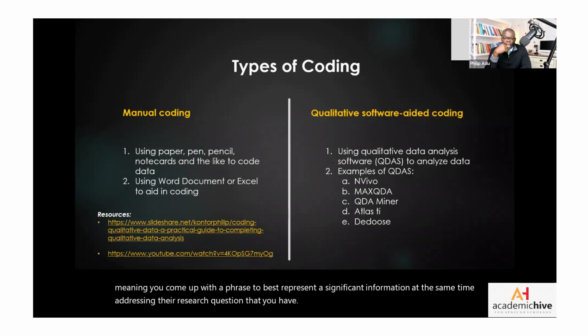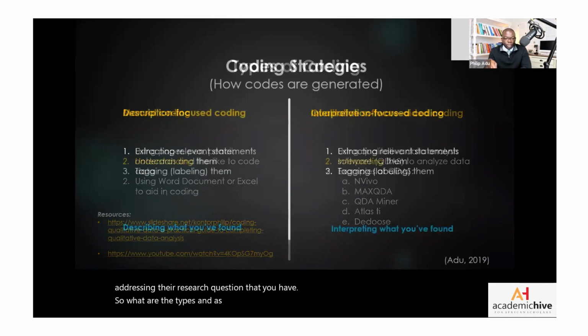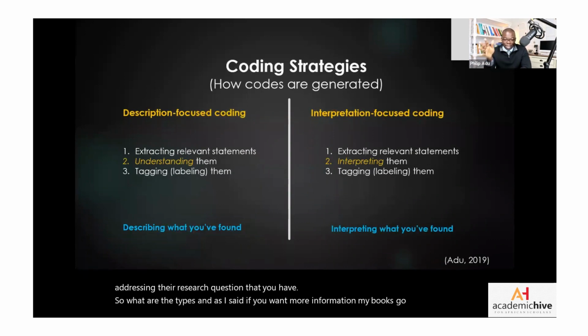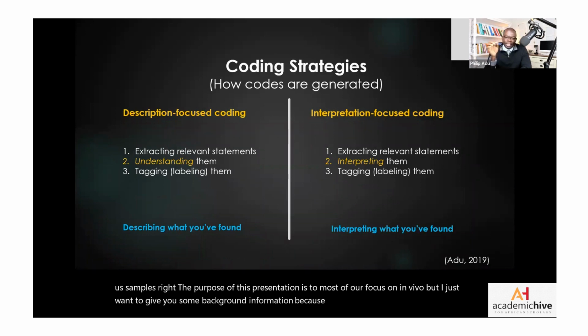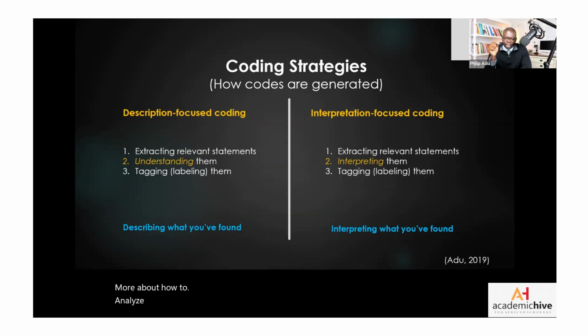So what are the types? And as I said, if you want more information, my books go into detail and give examples, right? The purpose of this presentation is that most of it focuses on NVivo, but I just want to give you that background information, because without knowing more about how to analyze your data in a professional and scholarly way, the tool will not be helpful for you, right?